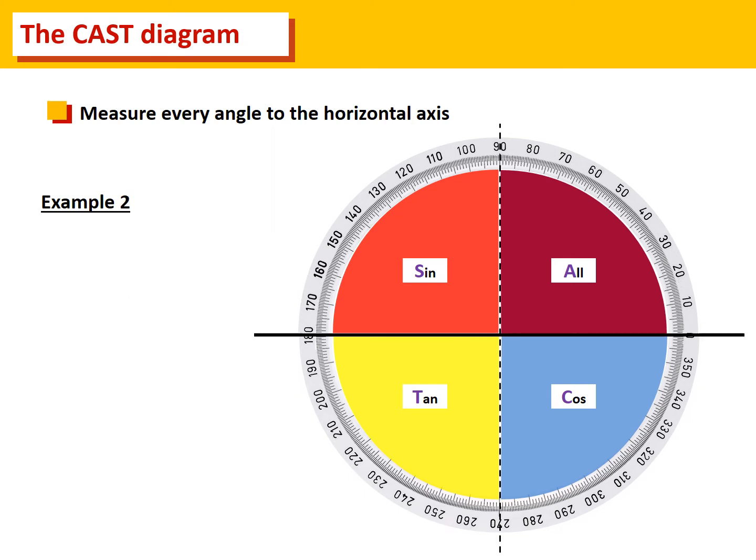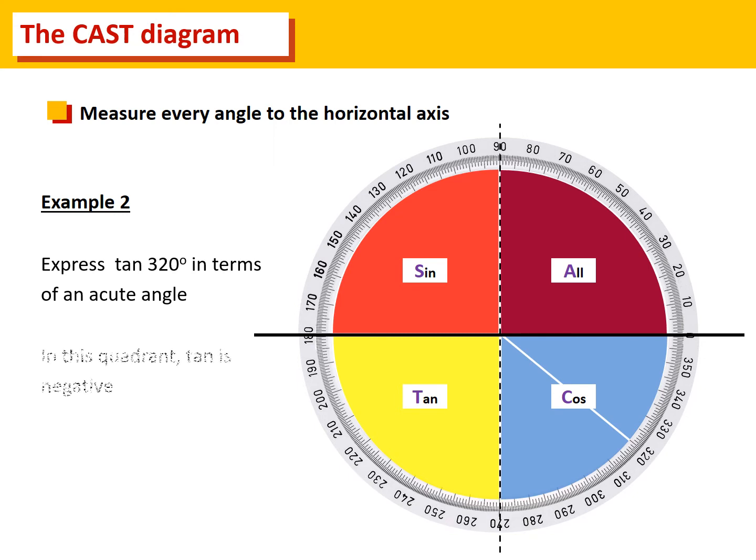Here's a second example. Tan 320 degrees. Let's find the angle first of all. There it is, 320 degrees. It's in the quadrant where only cosine is positive, so tan 320 degrees will be negative. Once again, we always measure to the horizontal axis, so from that angle there to the horizontal axis is 40 degrees. Now, tan 320 degrees is therefore equal in size to tan of 40 degrees.